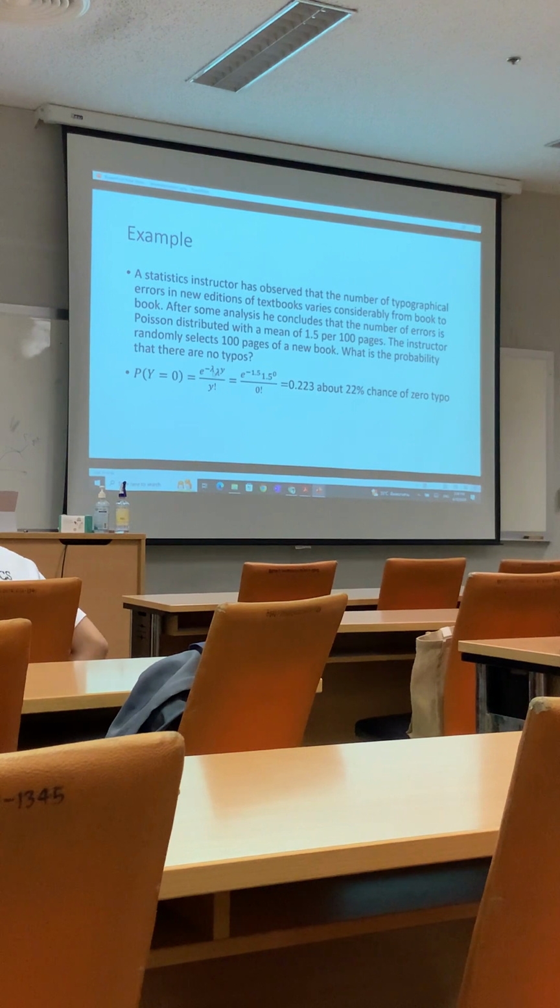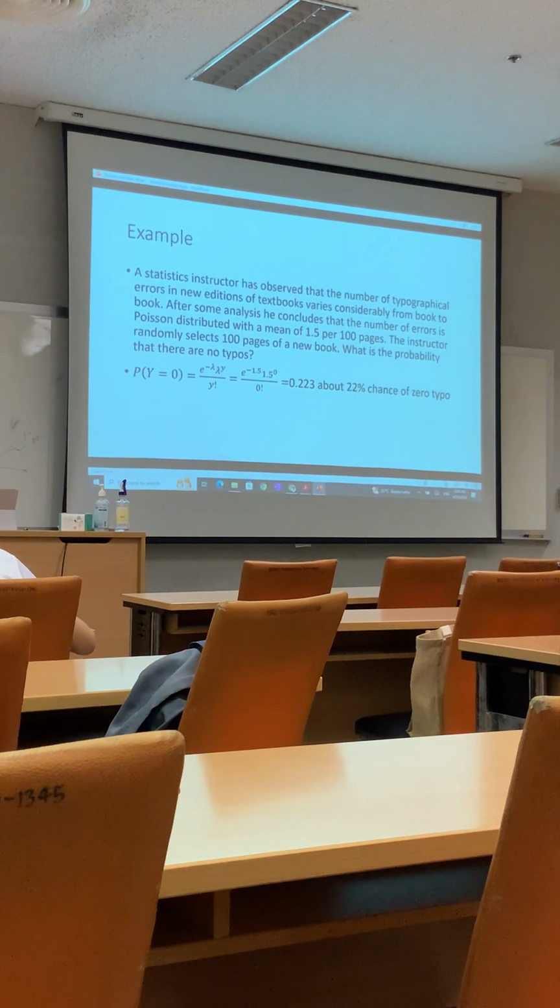We know that lambda is 1.5, right? Y is 0, so we have that. So you can see that 1.5 to the power of 0 is what number? 1. And 0 factorial is not 0, right? 0 factorial is 1. So it means that that is 1, that is 1. So it means that this probability is just e to the power minus 1.5. Okay?